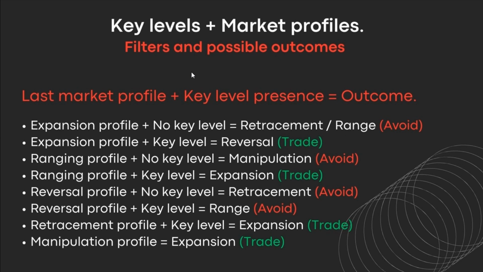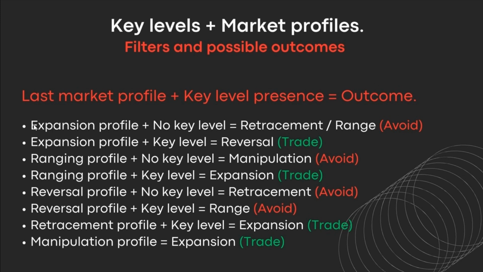Now let's discuss some combinations and outcomes of market profiles again, right? So here we've got a format. The first variable in this equation represents the last profile that has ended, and the second variable represents the presence of a key level and whether a key level has been tested or not, or whether it's present or not, right? Combining them together gives us a possible outcome, which is the constant of this equation.